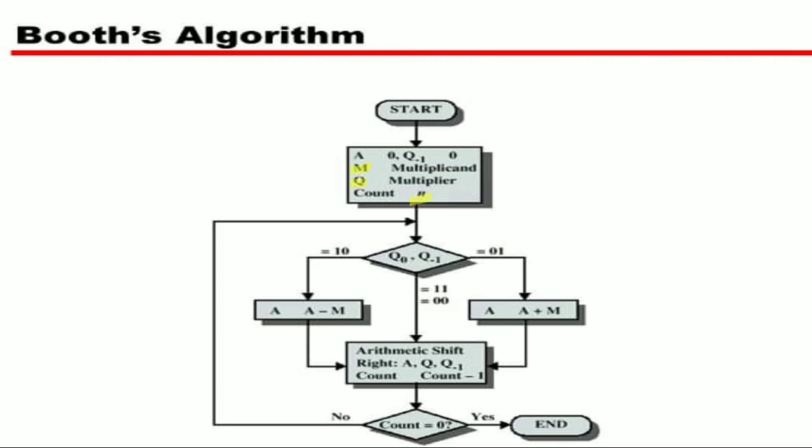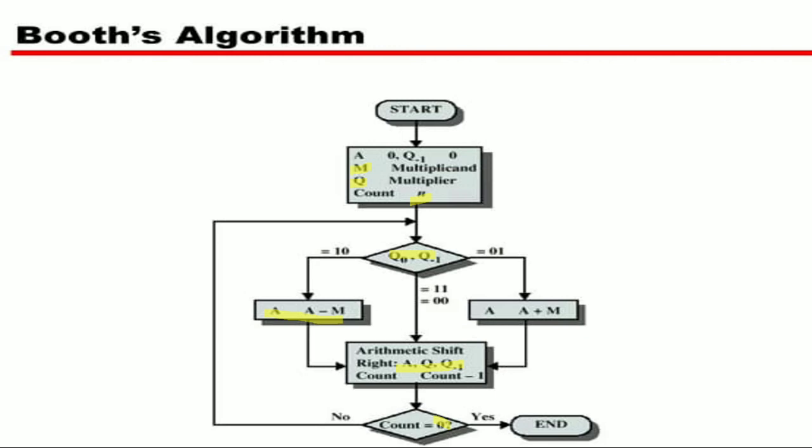The second step here is comparison between Q0 and Q minus 1. If Q0 and Q minus 1 is 1 and 0 respectively, then we replace A with A minus M. After that, we perform arithmetic right shift operation for A, Q and Q minus 1. After that, we replace count with count minus 1. Then we compare count with 0. If it is equal to 0, then we end the process. If it is not equal to 0, we again go to the second step, that is comparison between Q0 and Q minus 1.